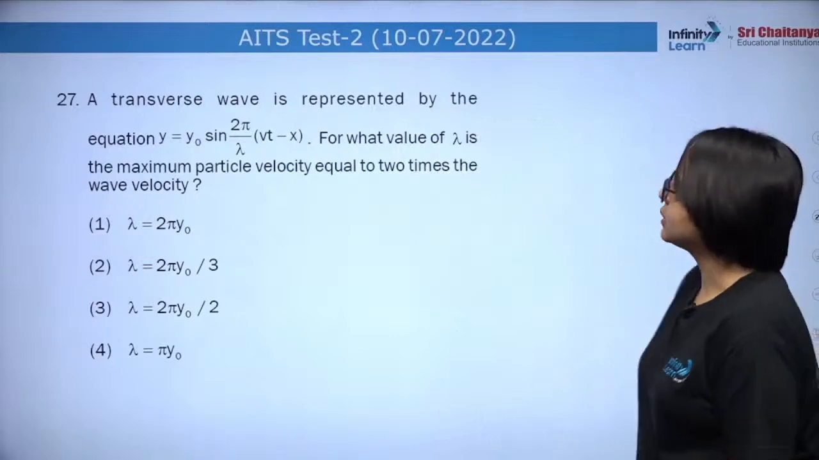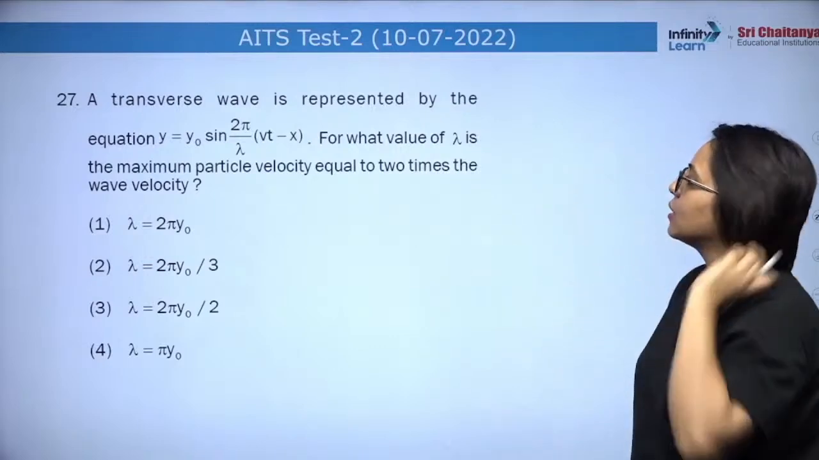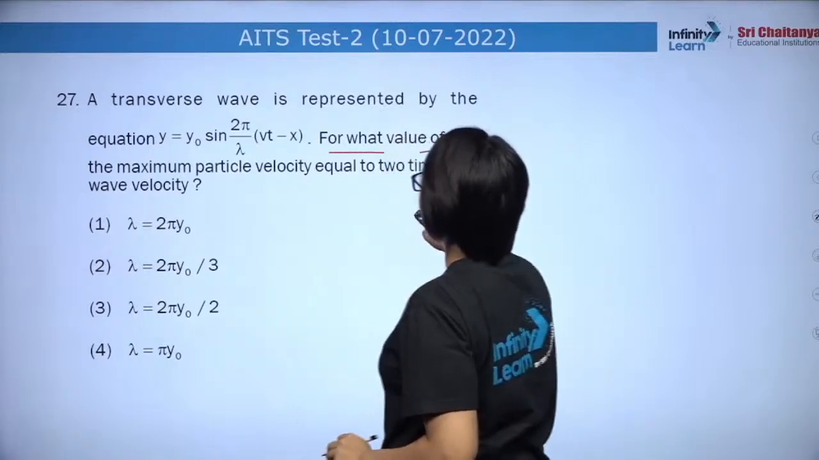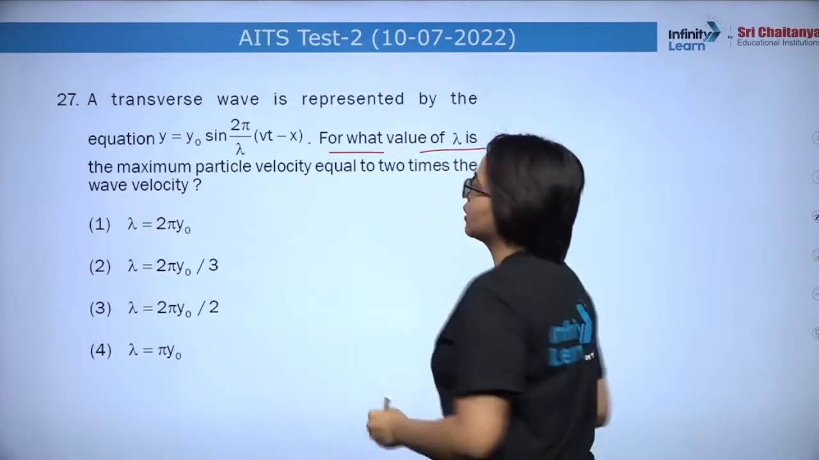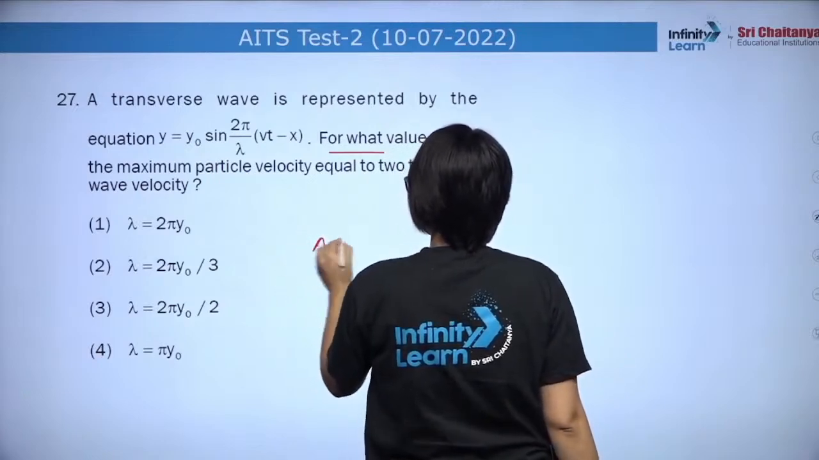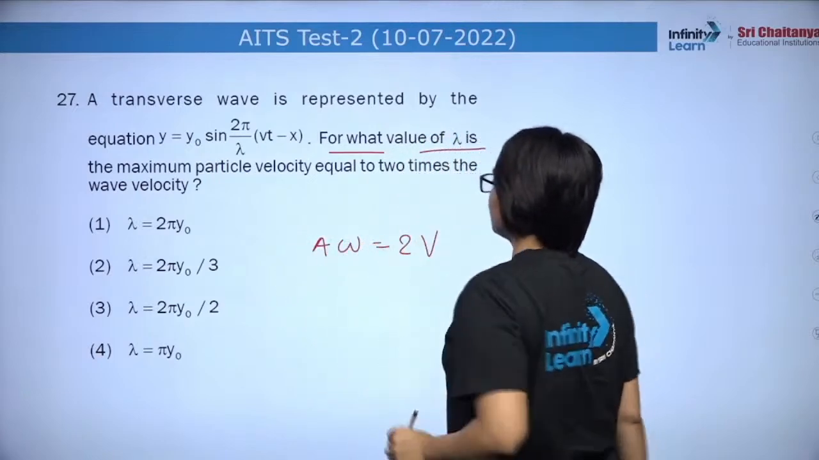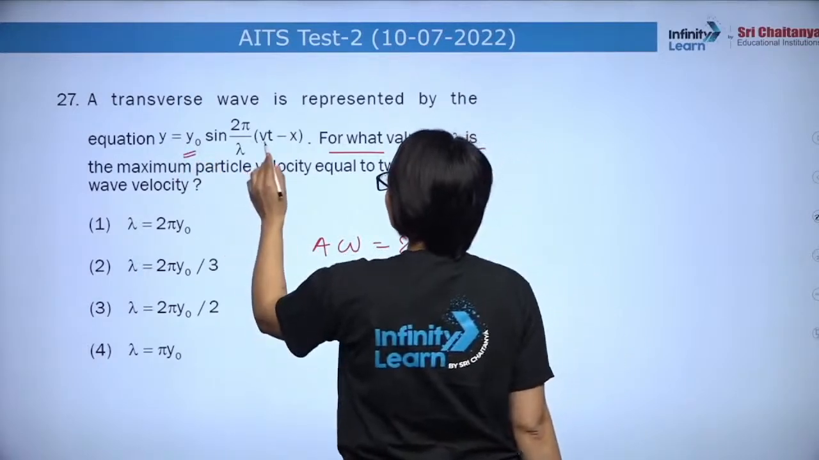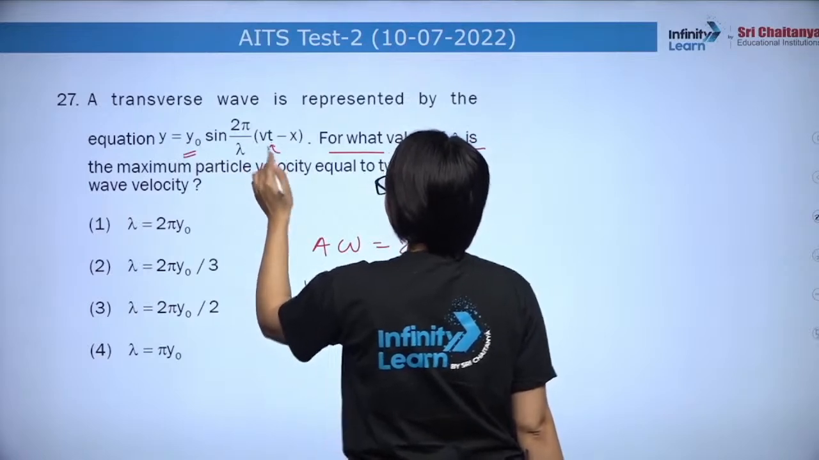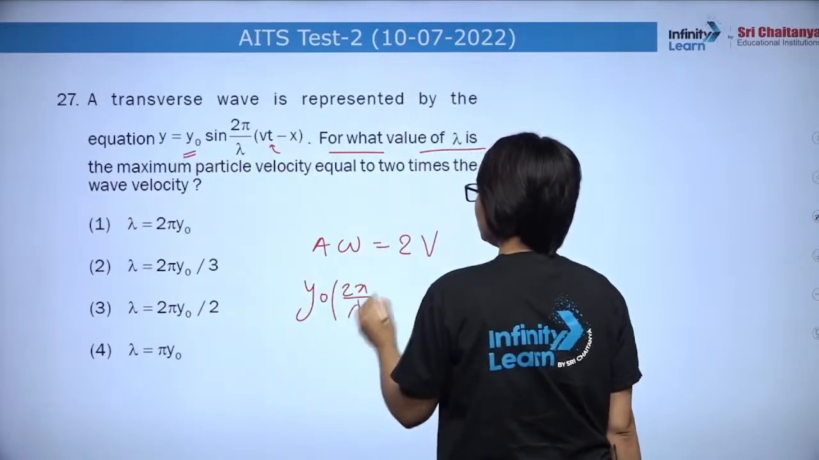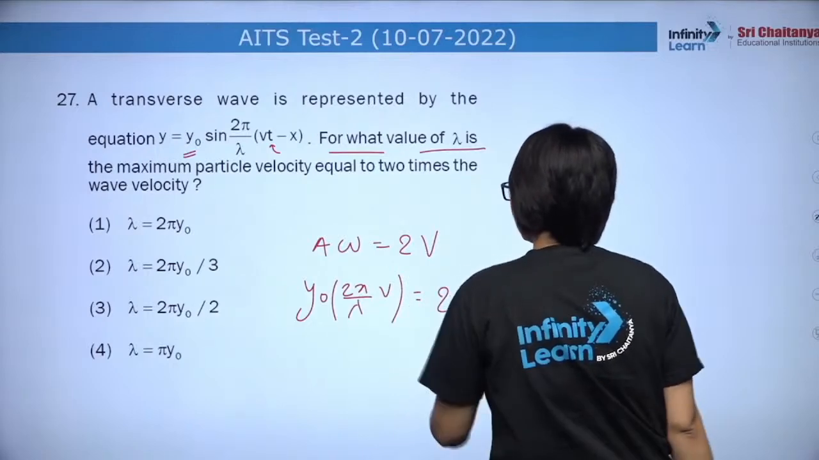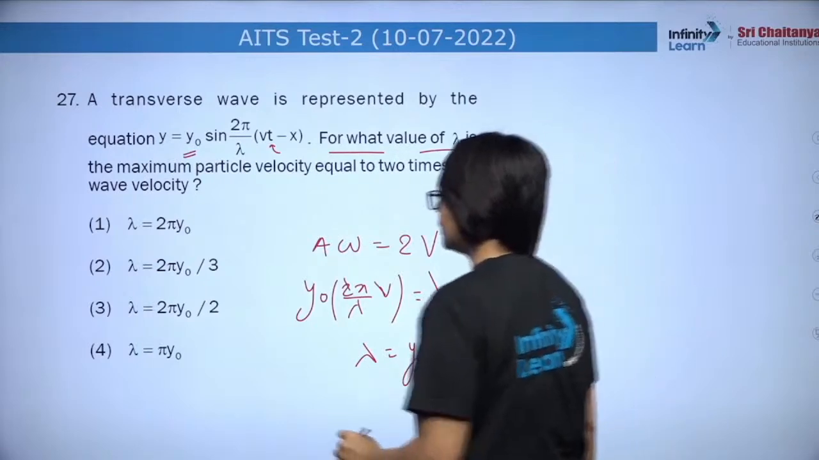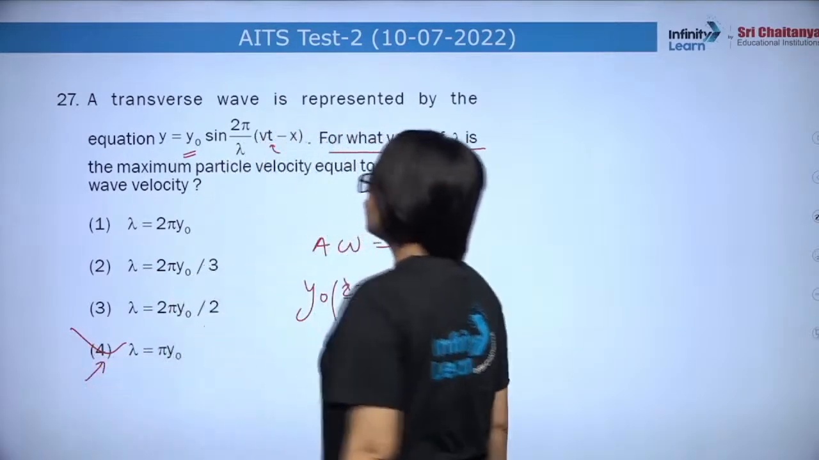Next is question number 27. A transverse wave is represented by the equation this. For what value of lambda is the maximum particle velocity equal to 2 times the wave velocity. So maximum particle velocity is A omega, and that is equal to 2 times wave velocity. A is amplitude, y naught. Omega is the coefficient of t, so it is 2 pi by lambda into v, and that is equal to 2 times velocity. 2v cancel, so we have lambda is equal to y naught into pi. Okay? So correct answer is option 4.